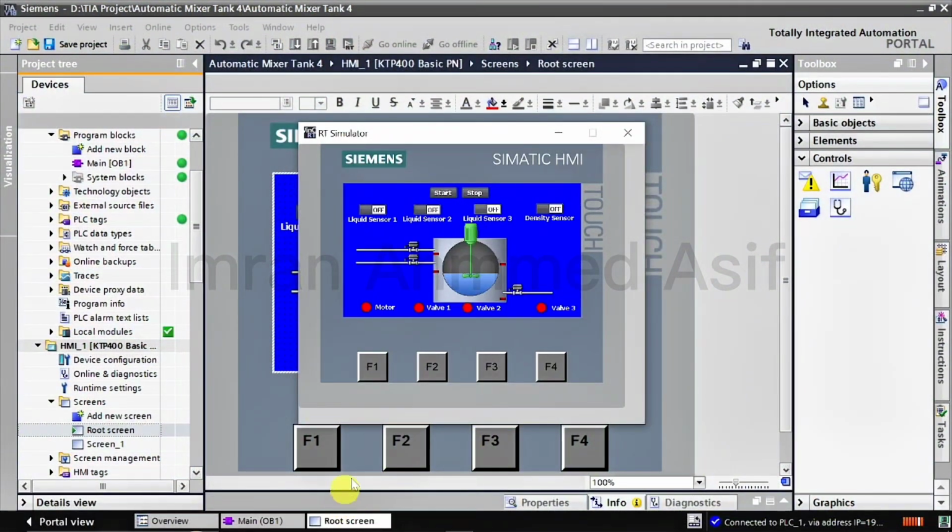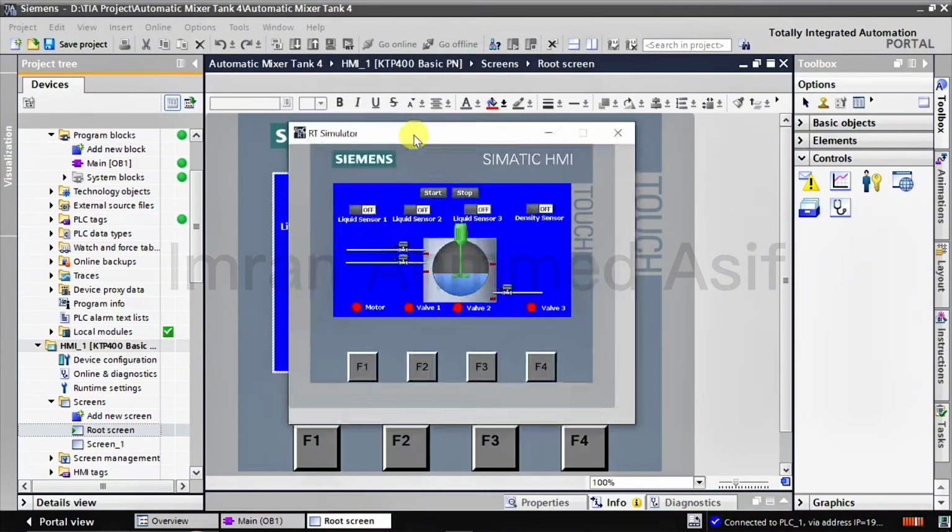The system consists of 3 liquid level sensors, 3 control valves, 1 water density sensor, 1 washing motor, PLC ladder logic, and a basic HMI for monitoring and control.